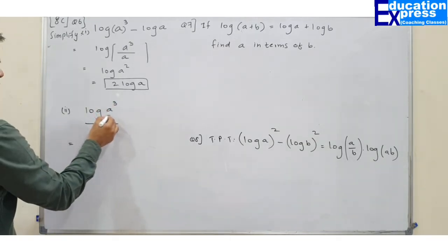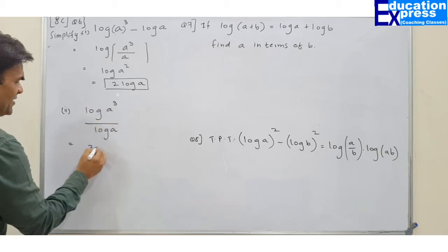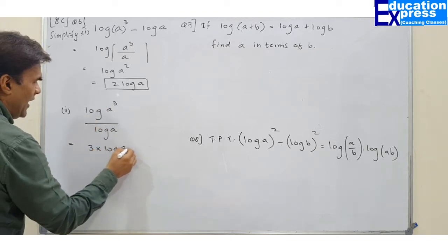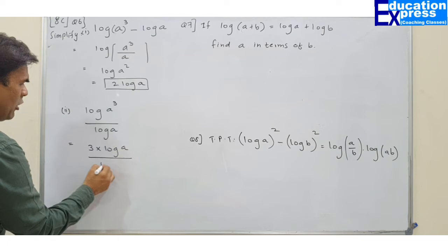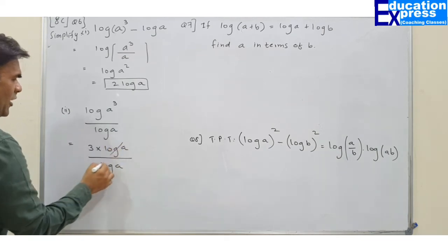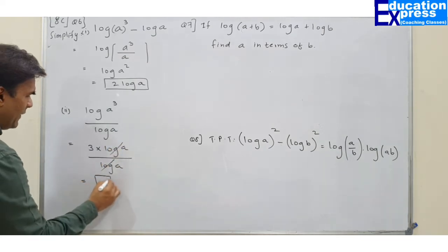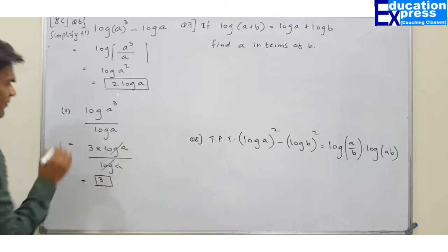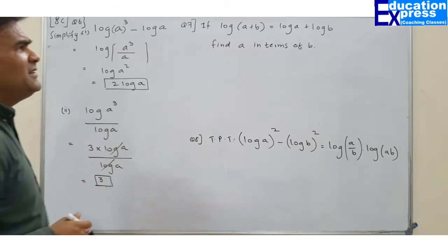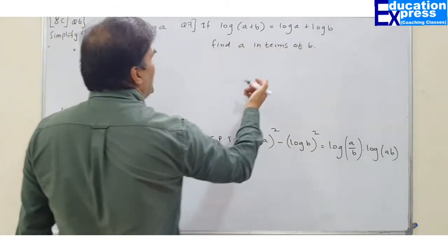Here this seems to be a very simple question. Log a cube can be written as 3 into log a upon log a. So log a gets cancelled. Your final answer is 3. Isn't it simple? Very simple.